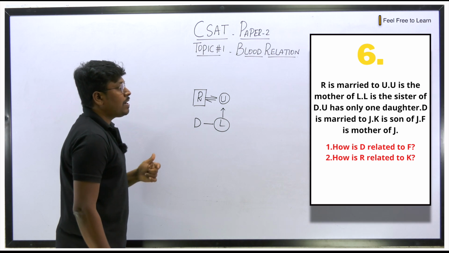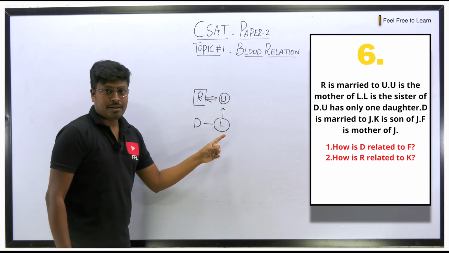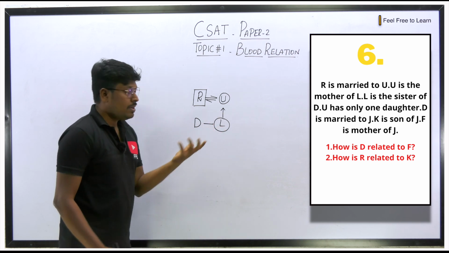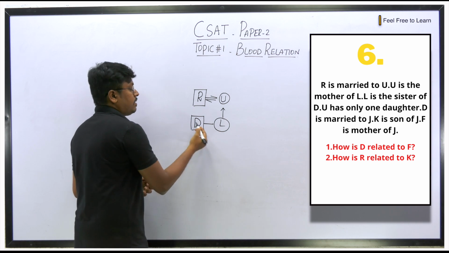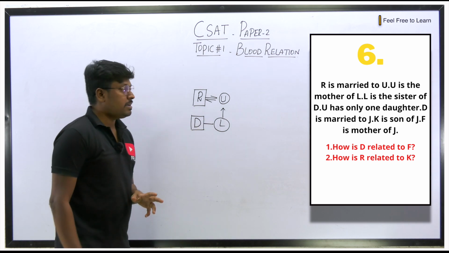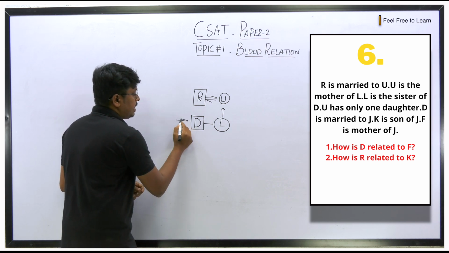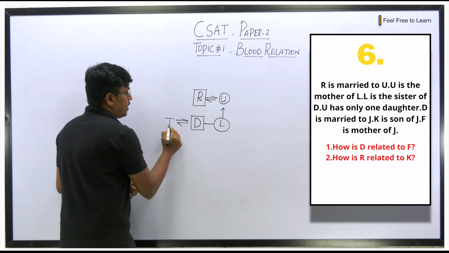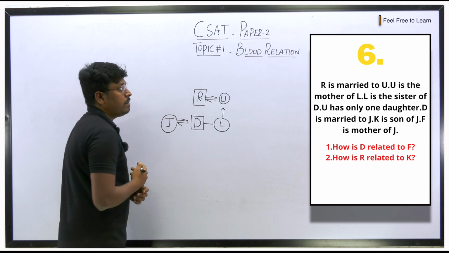So U has only one daughter. Just see here, the person U has only one daughter. So we already know that L is the daughter. Then all the remaining persons will be brothers. So we can say that that is L's brother. So we can say that D will be the male person. So next point, D is married to J. So the person D is married to J. So we already know that the person D is a male person. So definitely J will be a female person.